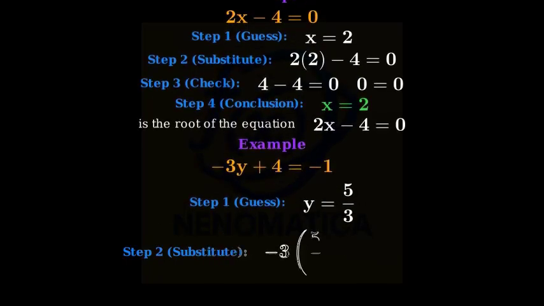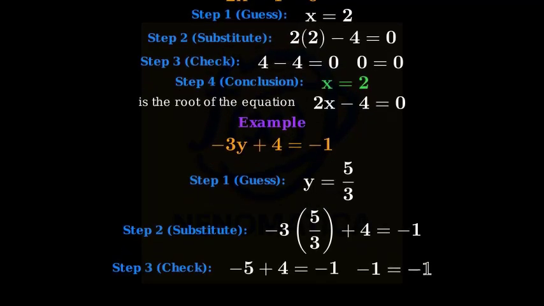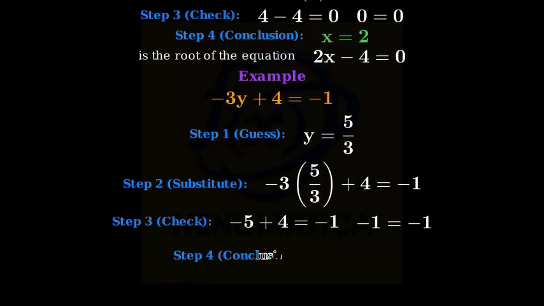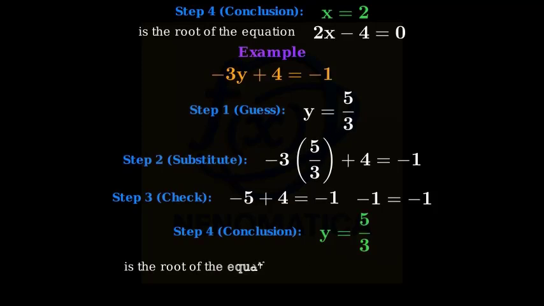This gives us negative 3 times 5 over 3 plus 4 equals negative 1. Simplifying, we get negative 5 plus 4 equals negative 1, which is negative 1 equals negative 1. Since both sides are equal, our guess y equals 5 over 3 is correct. Therefore, y equals 5 over 3 is the root of the equation negative 3y plus 4 equals negative 1.